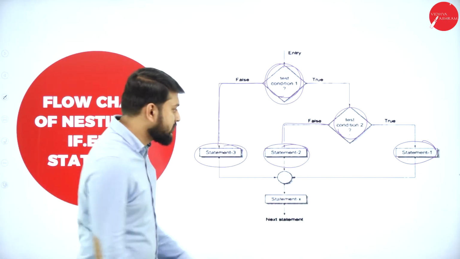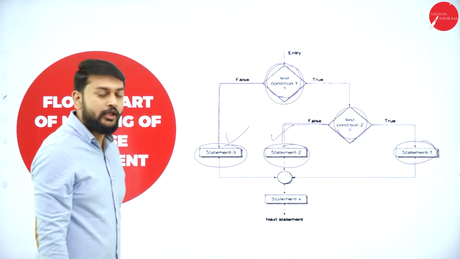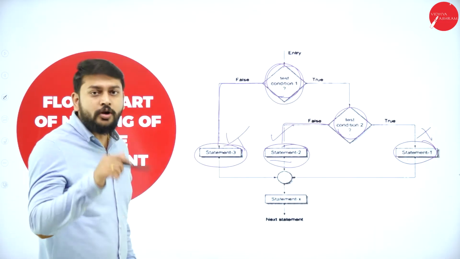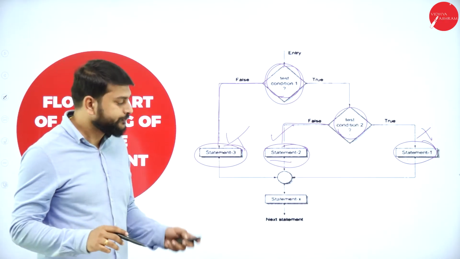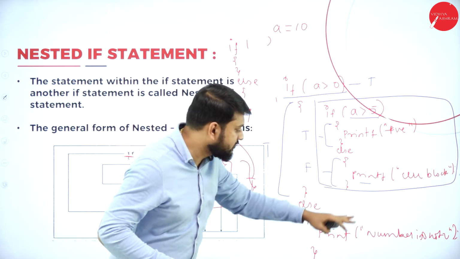I will start executing this. If I execute this, I will not execute this, and I will not execute this. You got my point? So that is what you have to remember. Observe here. If I execute this, I will not execute this, and I will not execute this.